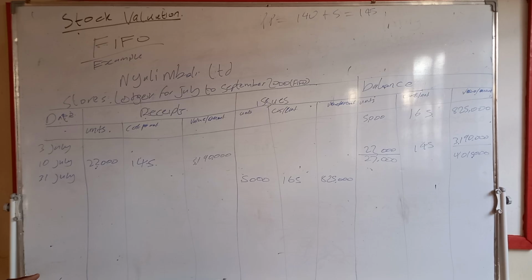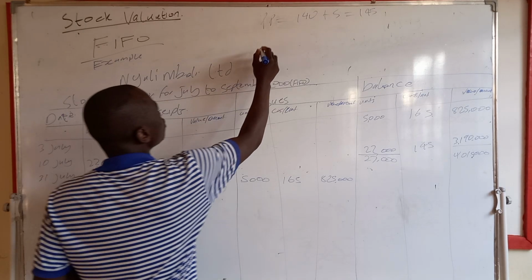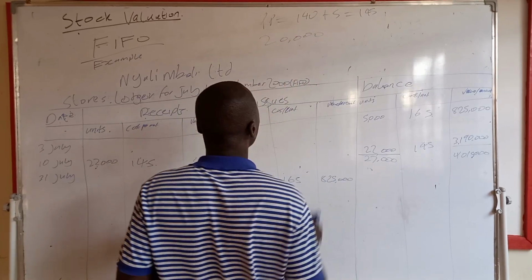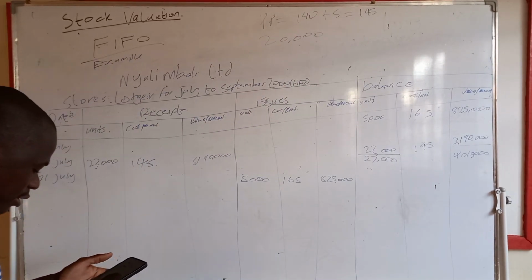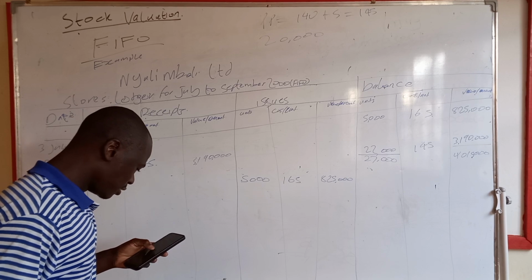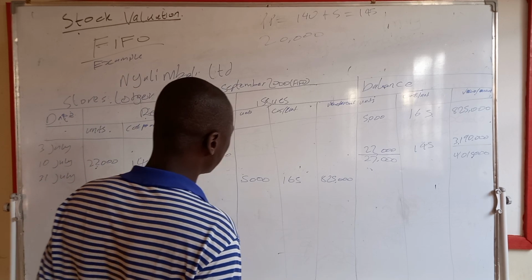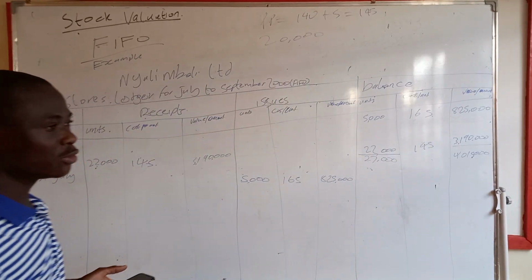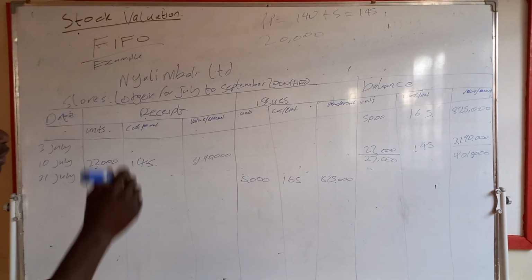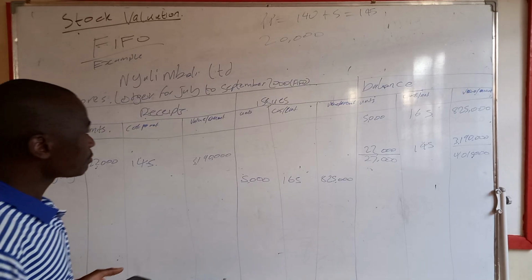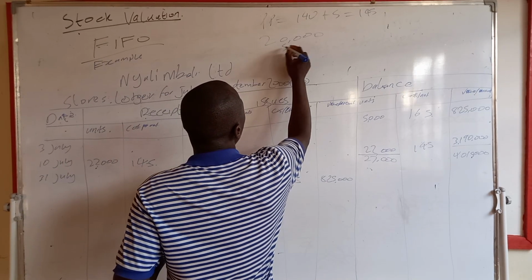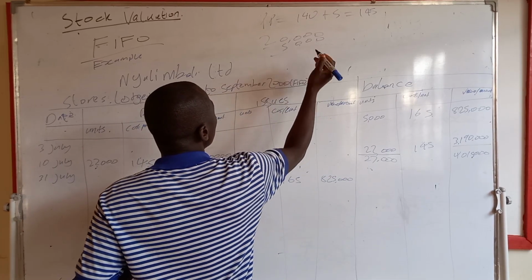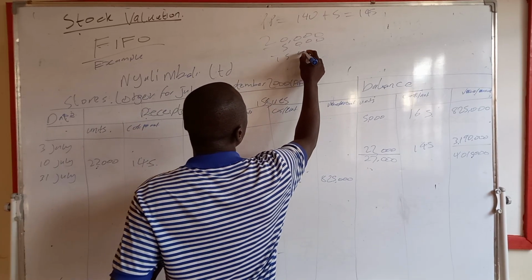Now, what is the tile remaining? You have to issue 20,000. But now you have issued 5,000 from this first stock that you received from the previous month. So minus 5,000. What do we have remaining? What we have remaining is 15,000.